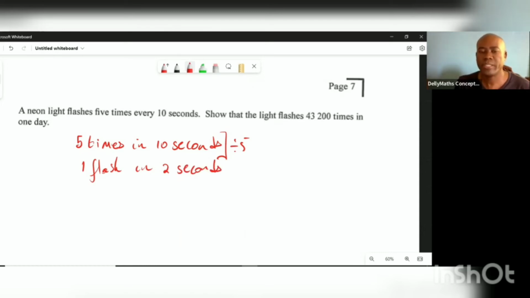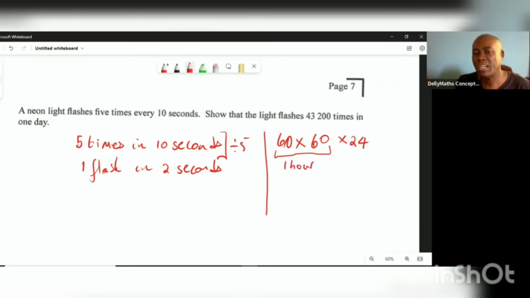Now, if I know the number of seconds in a day, I just divide it by 2 and I get the number of flashes. So what I want to find on the side here is the number of seconds in a day. This is giving us the number of seconds in an hour, and then you want to multiply that by how many hours we have in the day. So you're looking at multiplying 60 times 60. So this is 1 hour. And then, how many hours in the day? You multiply this and you get the total seconds in one day.